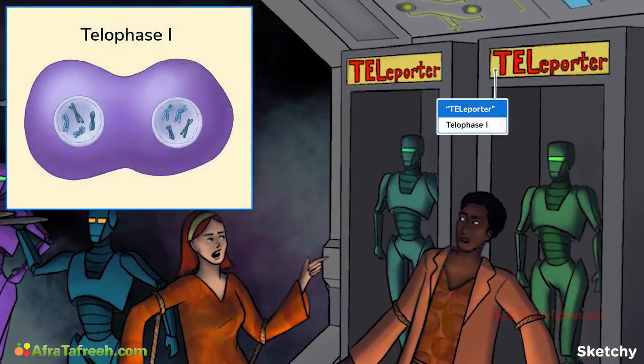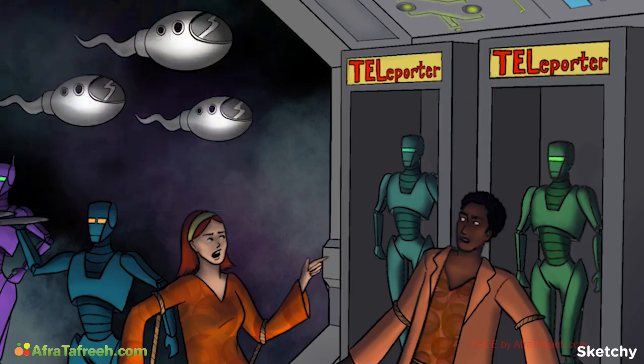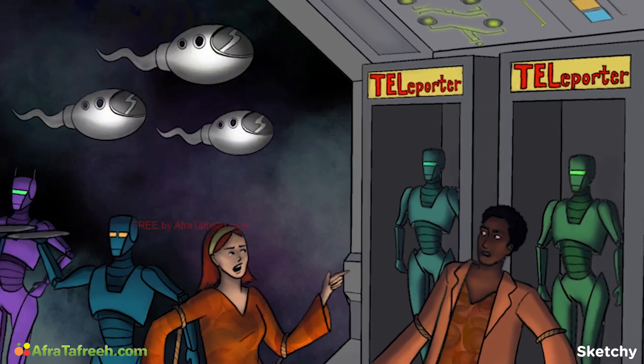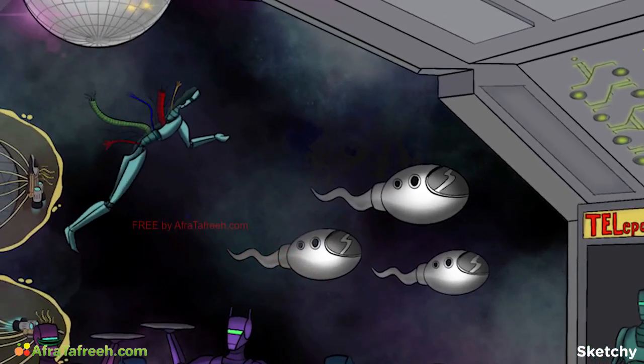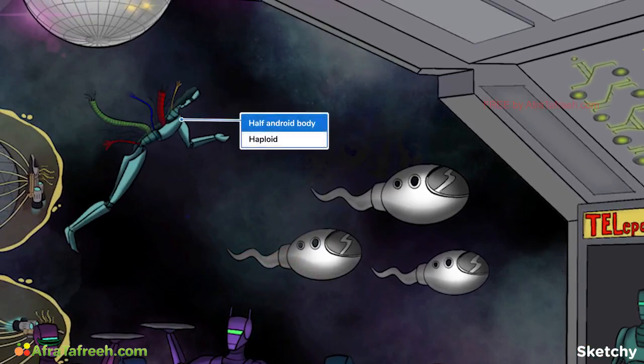Here, the spindle fibers go away and the nuclear envelope forms around the 2 new nuclei of the dividing cell. I wonder where these teleporter pods go. Whatever the case may be, at this point, the cells might enter a period of rest known as interkinesis before starting meiosis 2. So after completing the first round of cell division, we now have 2 haploid cells with duplicated chromosomes. To remember that, we drew half of an android body floating in space. I've got a lot of questions.